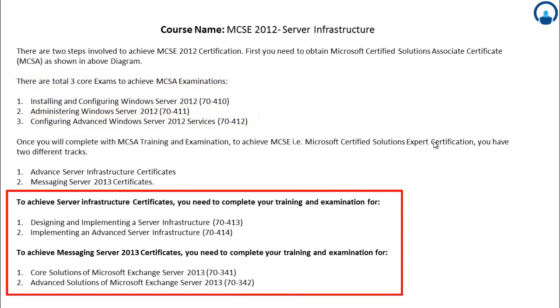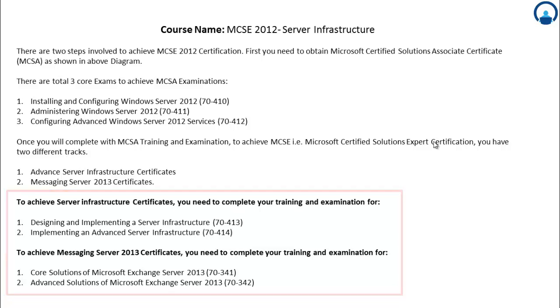To achieve the server infrastructure certificate, you need to complete your training and examination for: first, designing and implementing a server infrastructure. Second, implementing an advanced server infrastructure. To achieve the Messaging Server 2013 certificate, you need to complete your training and examination for: first, Core Solutions of Microsoft Exchange Server 2013. Second, Advanced Solutions of Microsoft Exchange Server 2013.